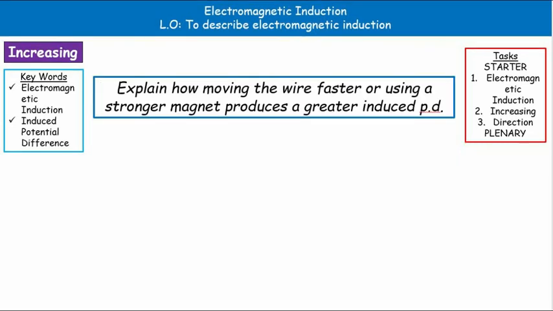Next one, question for you to have a go at answering in your books. Explain how moving the wire faster or using a stronger magnet produces a greater induced potential difference. So I'll give you a minute to have a go at answering that in your books for me.